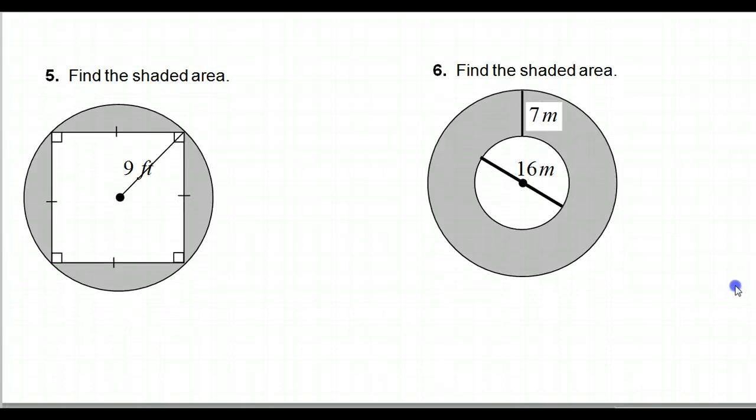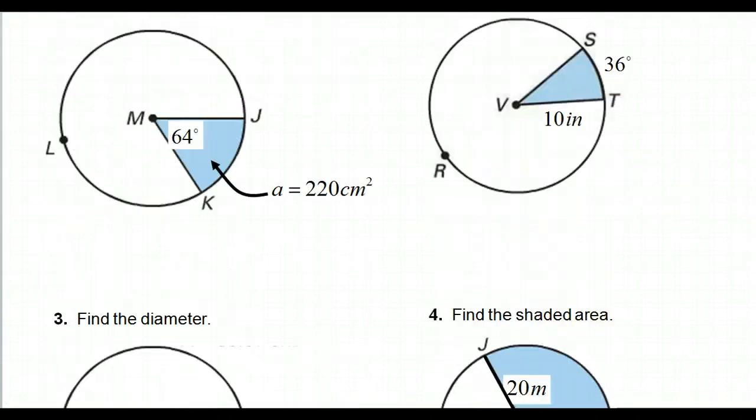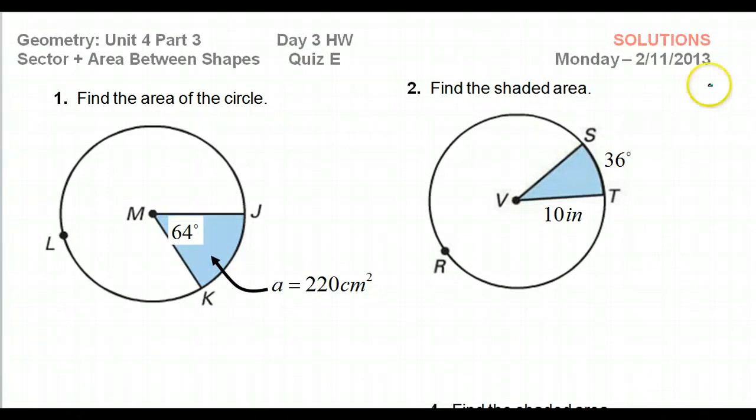We will also practice finding the area between shapes, like this gray area in number 5 and the gray area in number 6. And that's it. So, a short lesson today. Let's get started. So, number 1, find the area of the circle.